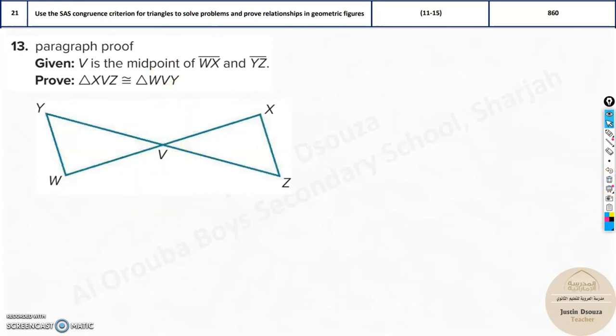Over here they have asked for a paragraph proof. But it's fine, you just write any one of it. Make sure you write it. That's the most important thing.